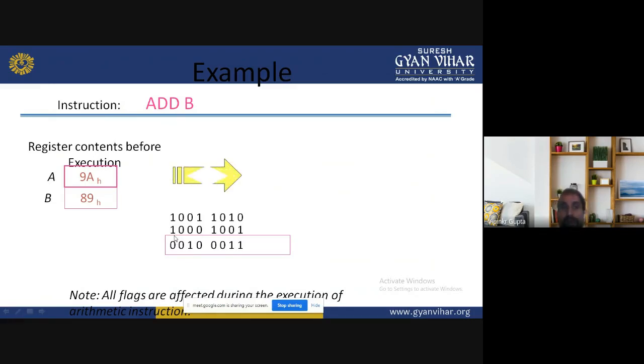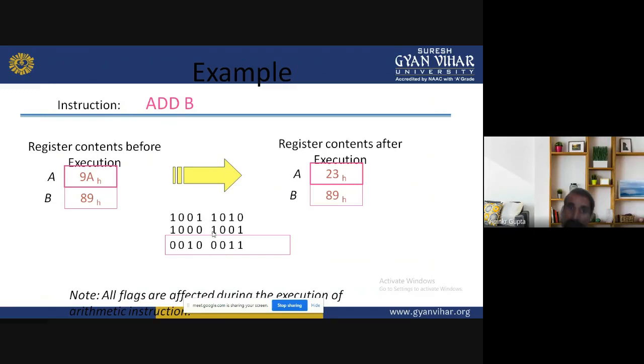So what is the flag value? Carry will be 1. The first carry is transferred from here to here. This is the auxiliary carry. Why? If a carry is generated from the D3 bit to the D4 bit, it is the auxiliary carry. As we discuss in the flag register, the carry will be transferred from here to here.